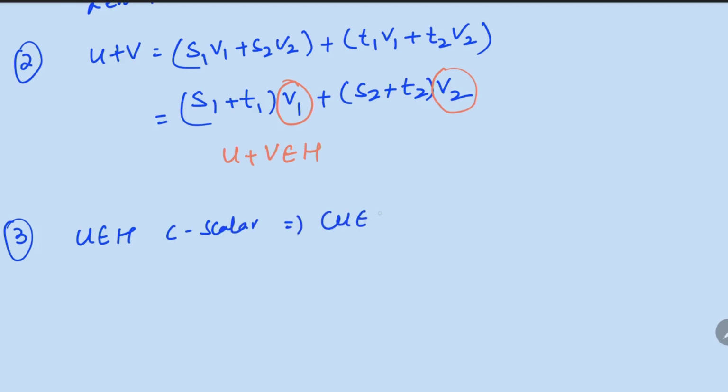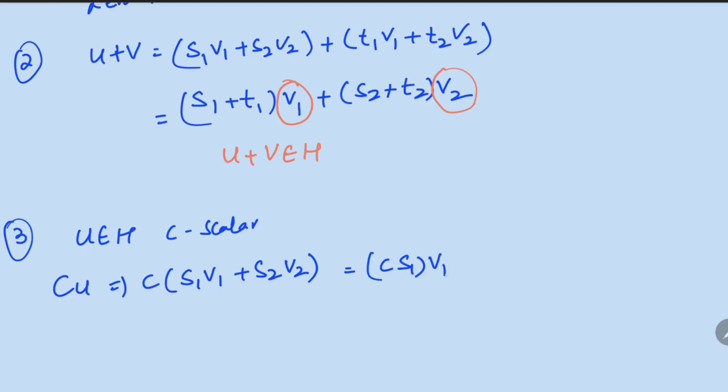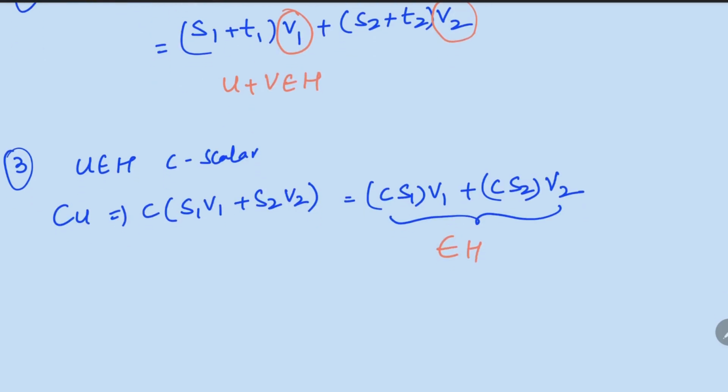Cu belongs to H. We have to prove this. For this I will take Cu, which is c into (s1 v1 plus s2 v2), which can again be written as cs1 into v1 plus cs2 into v2. It can be written as a combination of v1 and v2. So it again belongs to H.